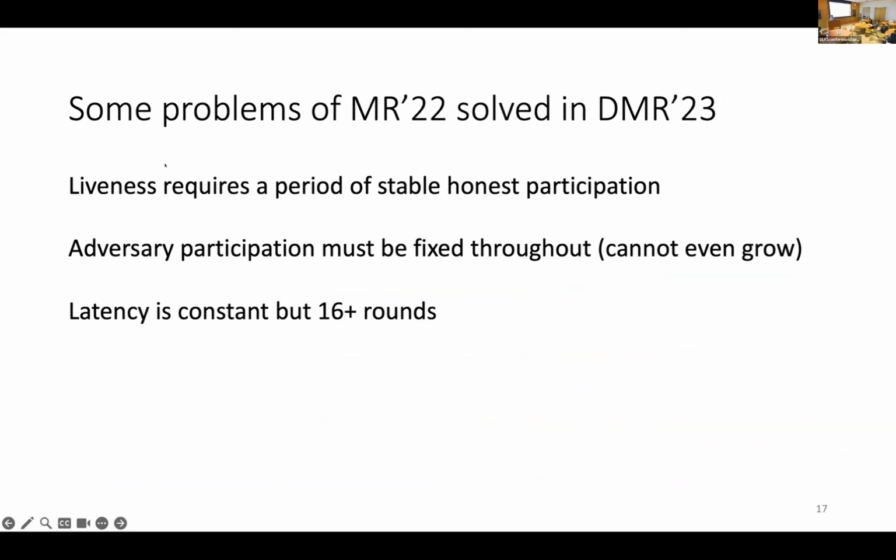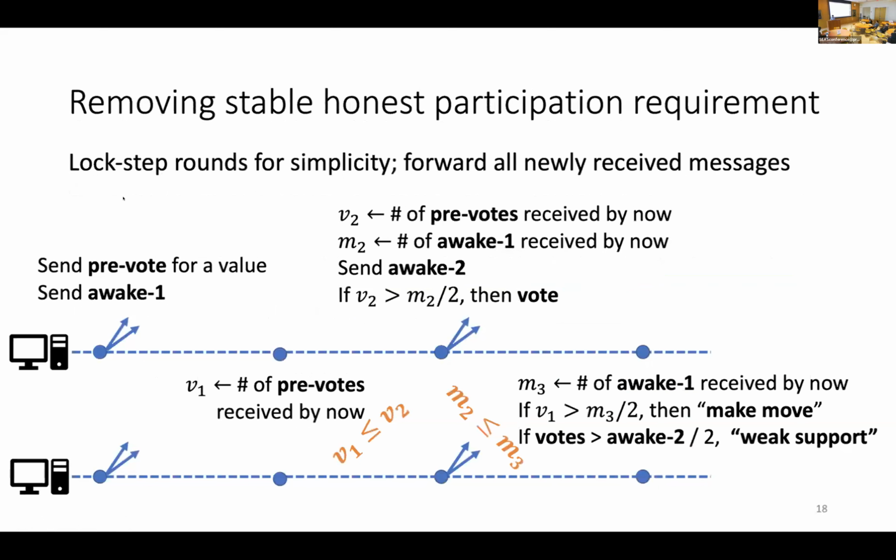So that's why it requires a period of stable participation. And second, the adversarial participation in that previous protocol must be fixed throughout, just like every prior work there is. And lastly, the latency is a constant, but a pretty large constant, requiring at least 16 rounds. So in a follow-up work this year, we solved some of these problems.